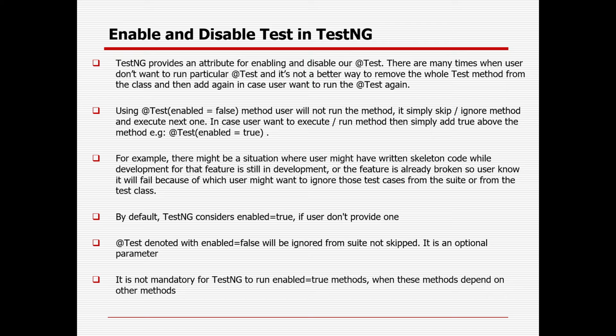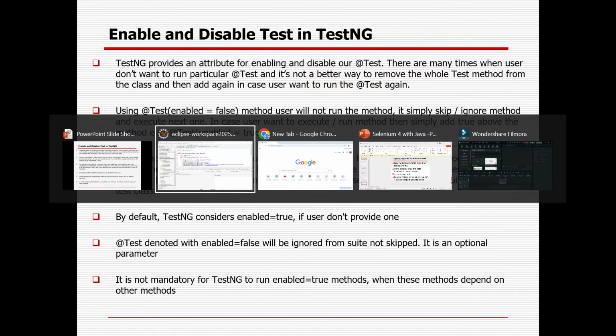Later, whenever the defect is fixed or development completed or functionality implemented completely, right, you can remove that particular enabled equal to false, or you can make it enabled equal to true for the execution. So by default, TestNG considers enabled equal to true if the user does not provide one. @Test denoted with enabled equal to false will be ignored from the suite, not skipped. It is an optional parameter. It is not mandatory for TestNG to run an enabled equal to true method when this method depends on other methods. So we'll see the implementation of how to disable a test during execution.